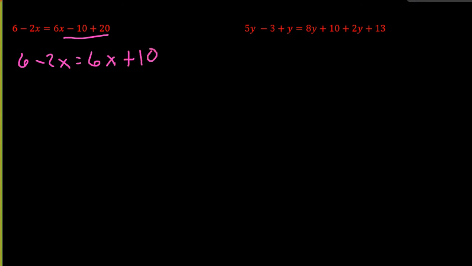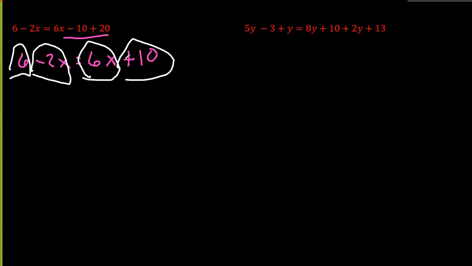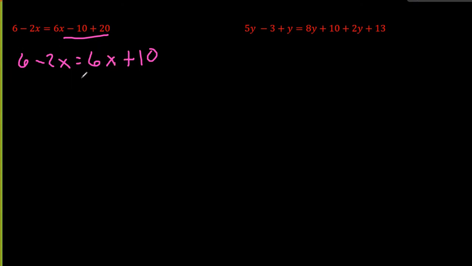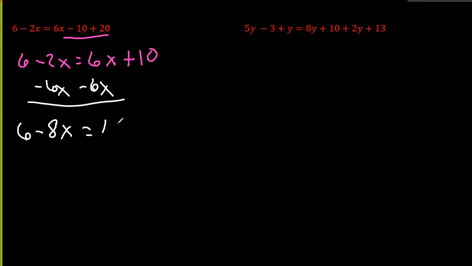Different ways you could approach this problem now. You could either subtract 6, you could add 2x to both sides, you could subtract 6x from both sides, or you could subtract 10. That's all up to you. My personal preference is to move the letters to the left side. So the opposite or inverse of a positive 6x is a negative 6x. So we subtract 6x on both sides. And that's going to give us 6 minus 8x, negative 2x and a negative 6x is negative 8x, equals 10.